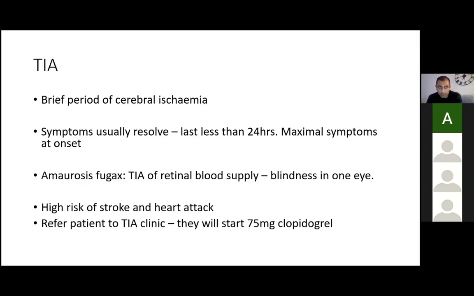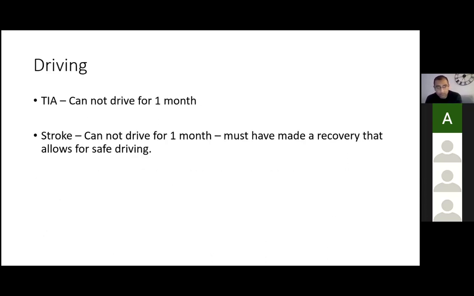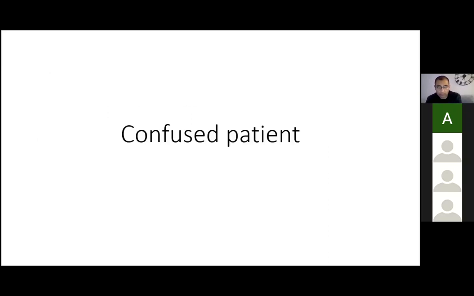And just a brief one on TIAs. A TIA is a brief period of cerebral ischemia. Symptoms usually resolve and last less than 24 hours. Amaurosis fugax is a TIA of the retinal blood supply causing monocular blindness. These patients are at high risk of strokes and heart attacks, so you'd want to refer that patient to the TIA clinic to be started on secondary prevention. And driving: after a TIA, you can't drive for 1 month, and after a stroke, you can't drive for 1 month, and you must have had a recovery that allows safe driving. So that's everything.